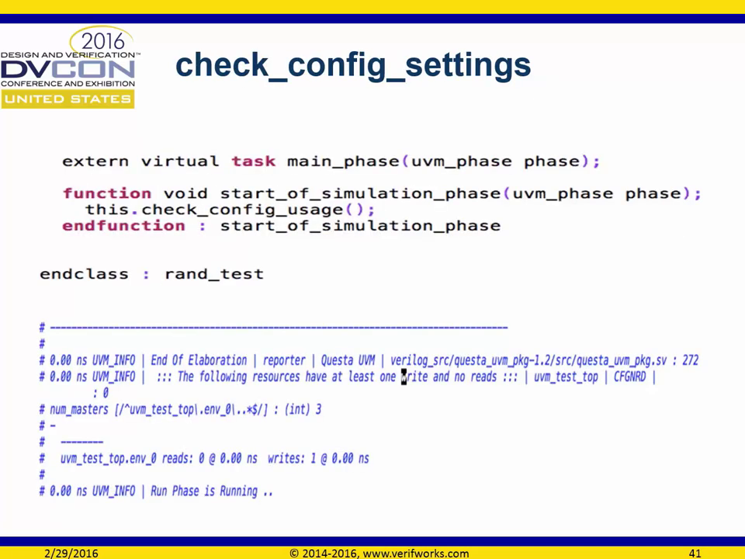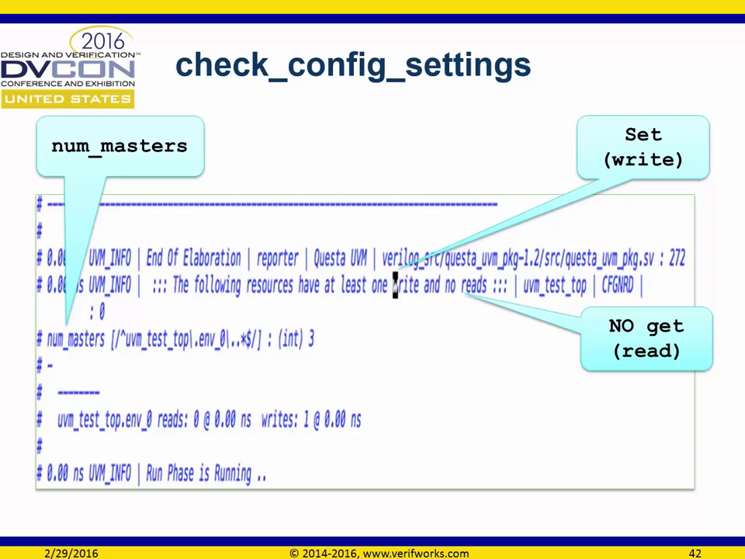There is a function called check config usage that is built into the component. Okay, it's there. You can use it. What you can do is just at the start of simulation, you can just call this method. When you do that, you get this rather interesting message that says the following resources have at least one write but no reads, which basically means in English, somebody wrote to the config DB and nobody got it from the config DB, or in other words, something didn't match up. All you have to do is call this function, it'll spit this out.